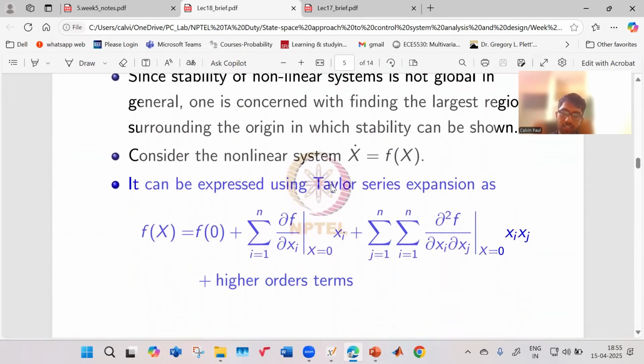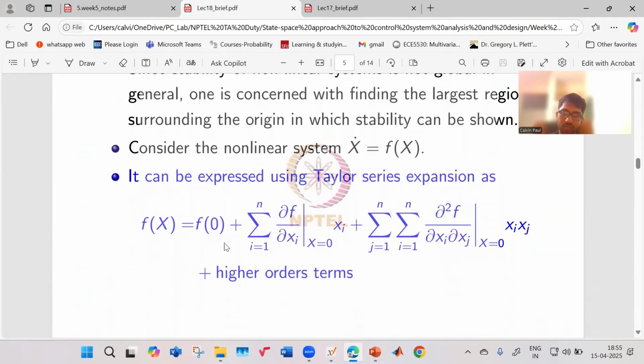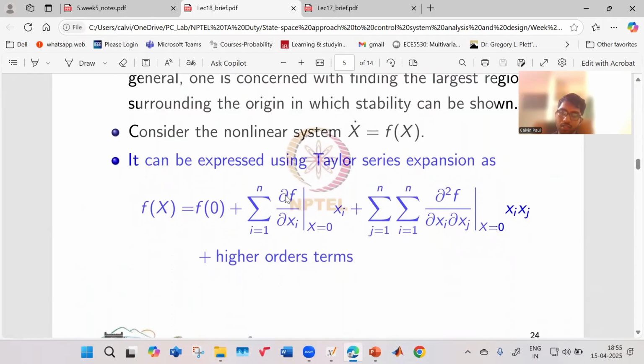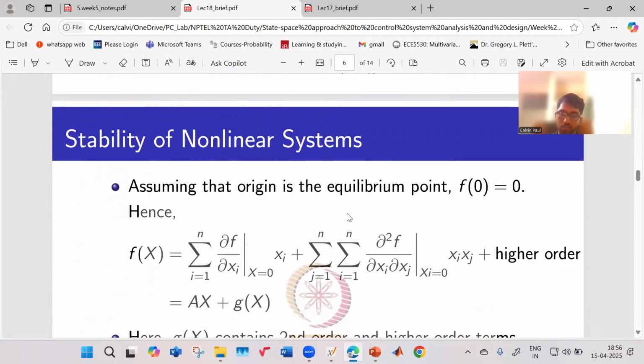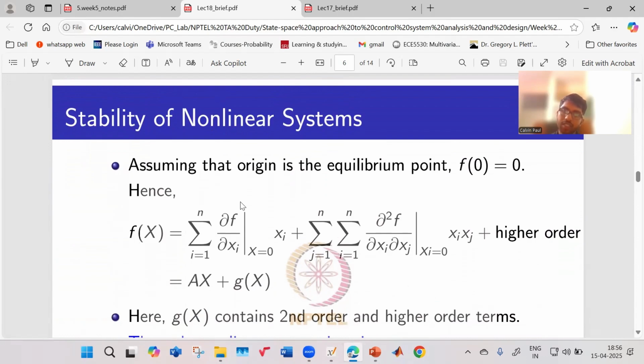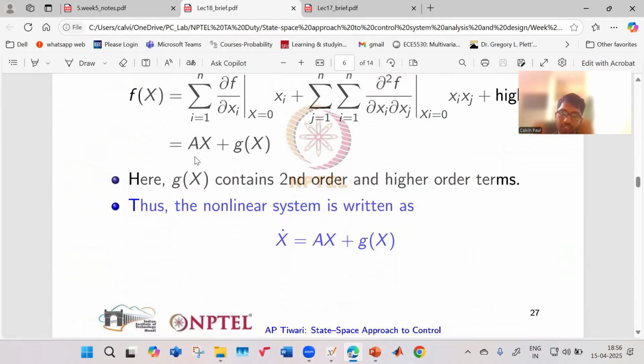So for a nonlinear system, x dot is equal to f of x. We represent f of x using Taylor series expansion as f of 0 plus summation of i equal to 1, del f upon del x_i at x equal to 0 times x_i, and higher order terms. Since we are assuming that the origin is the equilibrium point and f of 0 is equal to 0, we get f of x is equal to Ax plus g of X. So g of x contains the second order and higher order terms. So x dot is equal to A x plus g of x.